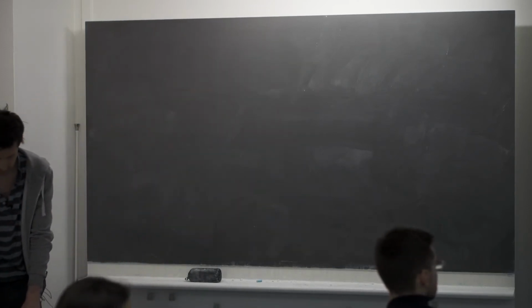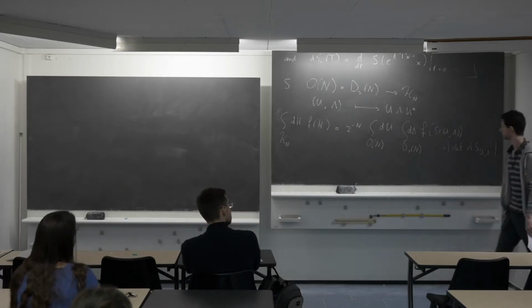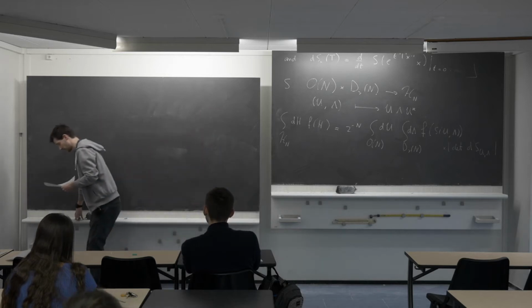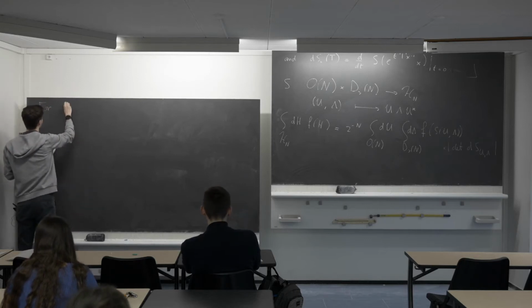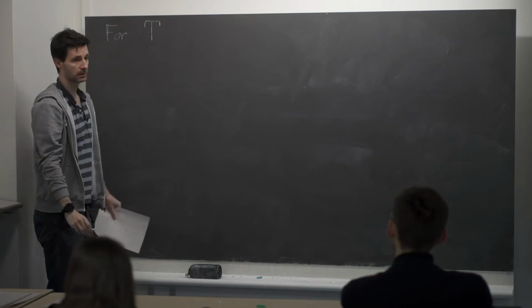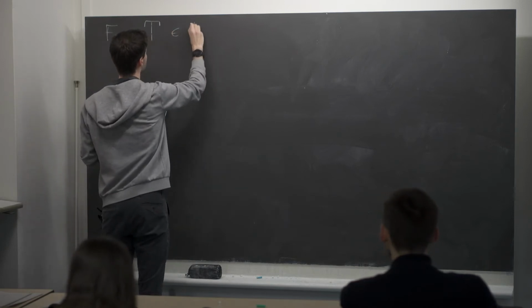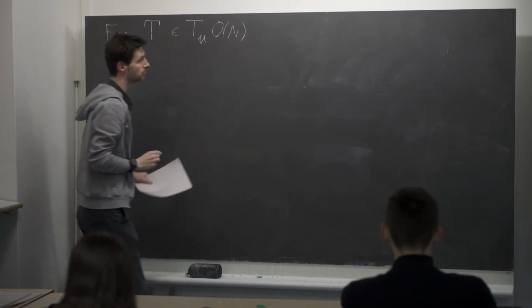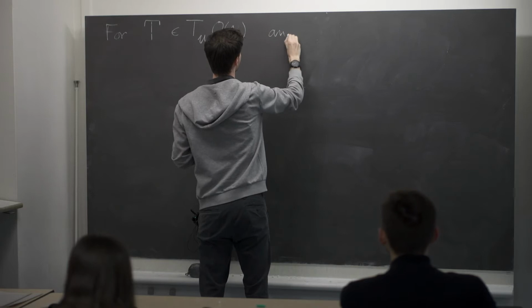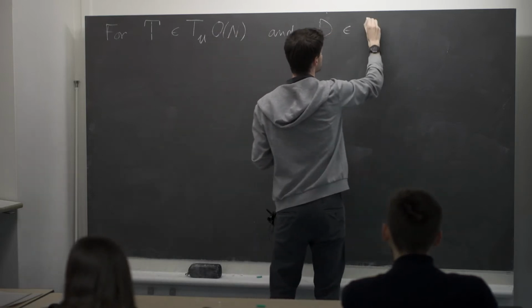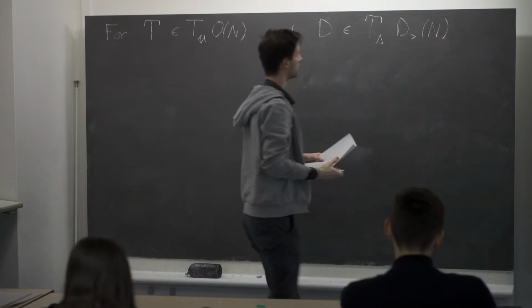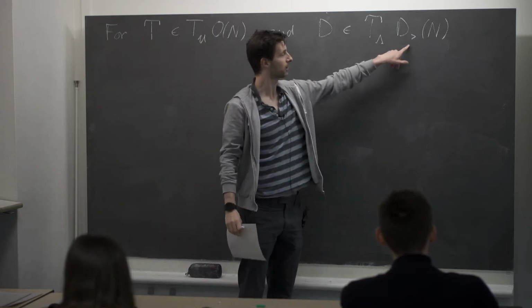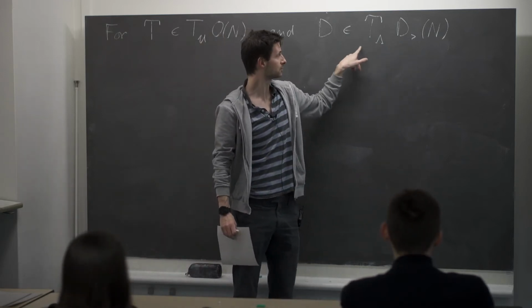So let's compute this. Let's first compute this differential. So how does one do that? Well, we will apply the formula that we just saw for general Lie groups. So I take an element T in the tangent space of the orthogonal group at U, and then I take an element D in the tangent space at lambda of these ordered diagonal matrices. What is this tangent space, by the way, as a little exercise? What is this space?